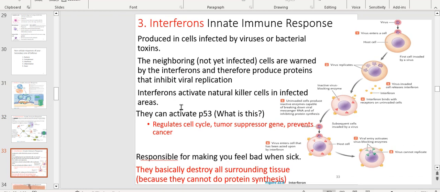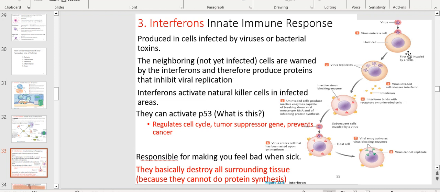Interferon. Okay, produced in cells infected by viruses or bacterial toxin. So this is already created. These interferons are created by a cell that's already been infected, and this is how it's going to pass on its message to other cells: hey, I'm infected, don't get infected, this is what I got. The neighboring, not yet infected cells are warned by interferons and therefore produce proteins that inhibit viral replication.